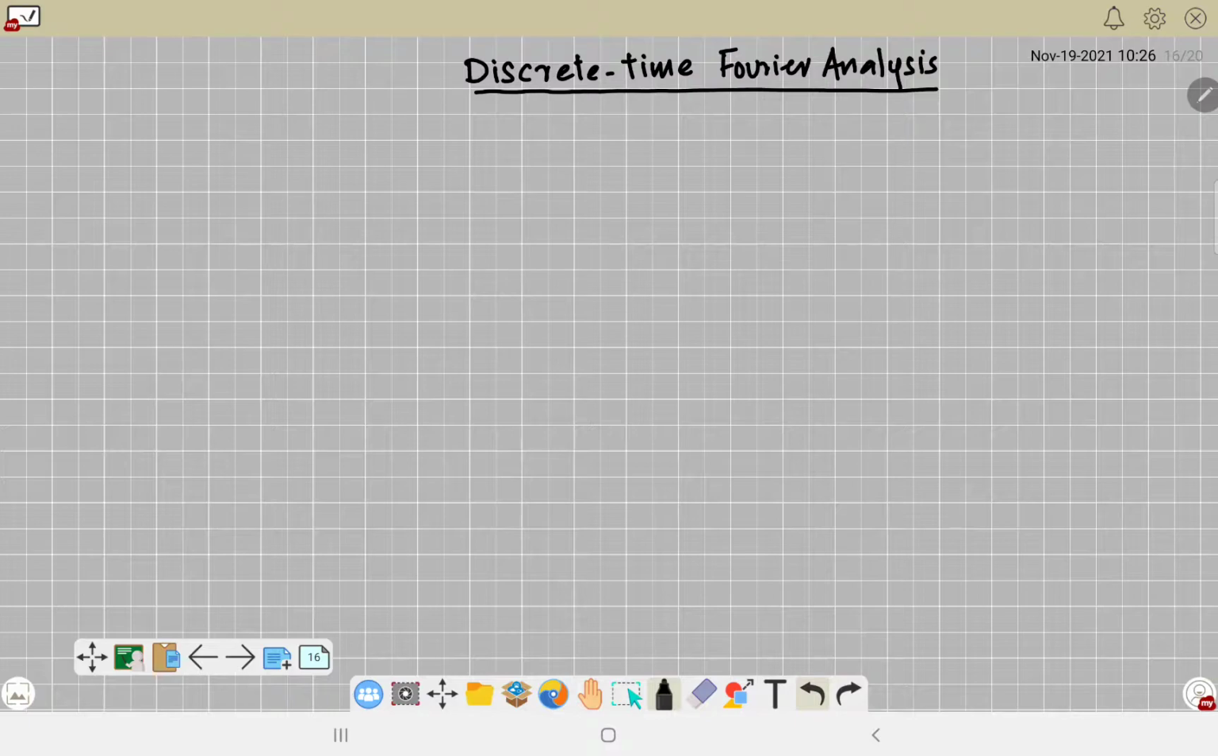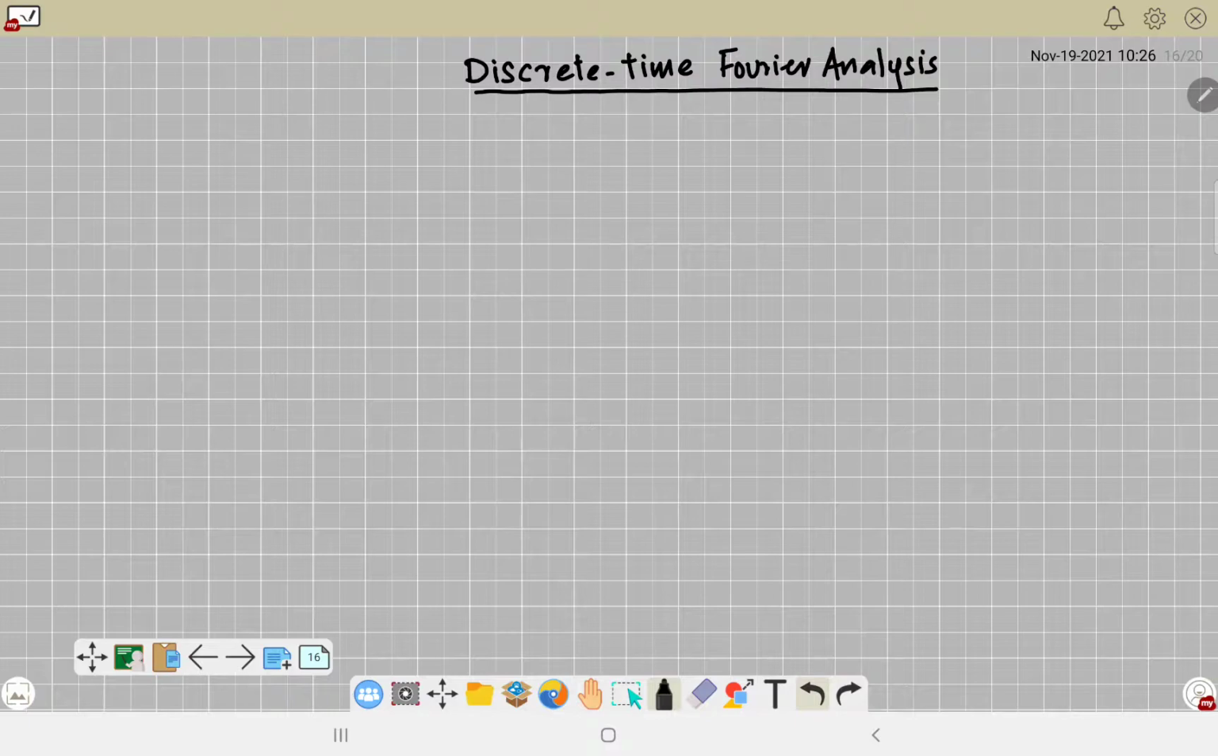So we did an in-depth analysis. Now we'll do the Fourier analysis for discrete time signals. But again, we won't be doing an in-depth analysis because you have a separate course for discrete time signals in your 6th or 7th semester. That's digital signal processing. But the formal analysis we will do here.